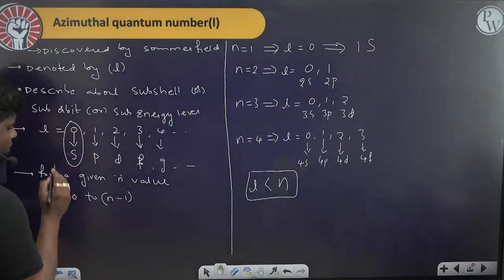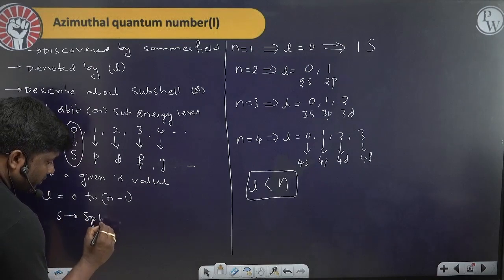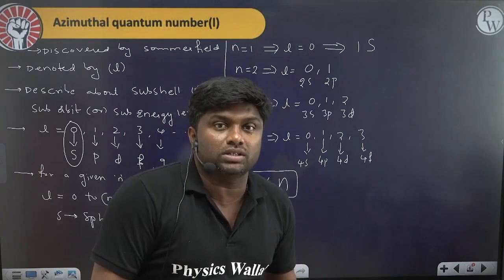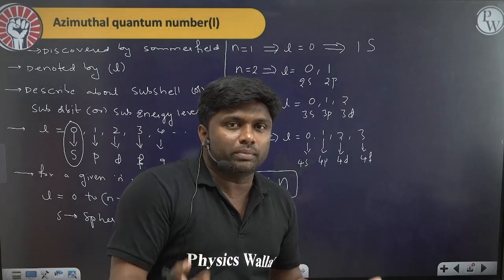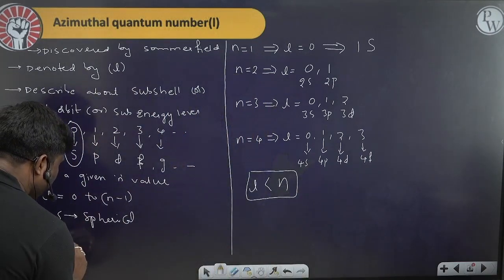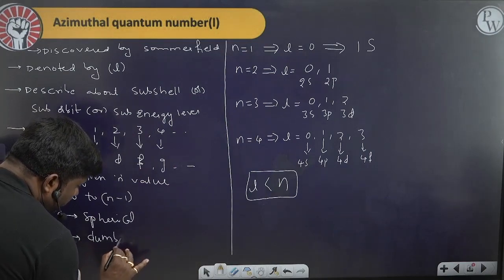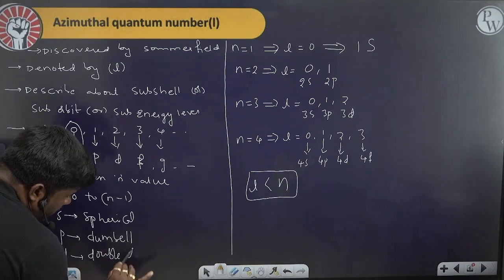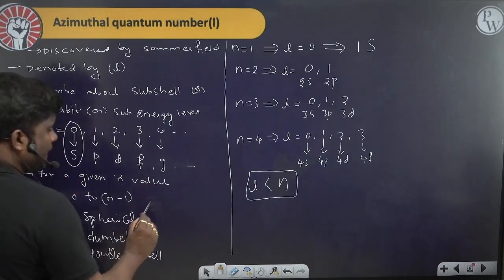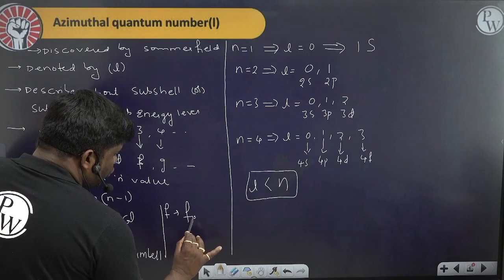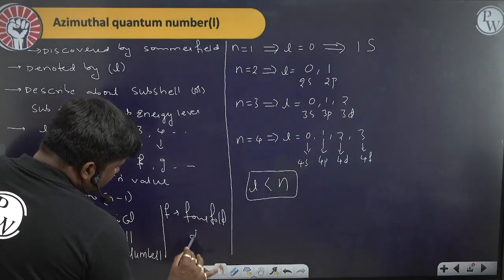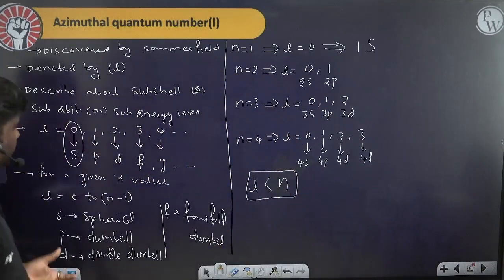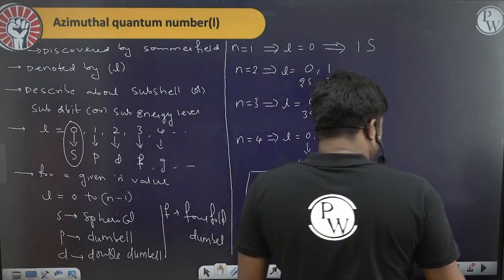So what shape does the S orbital have? The S orbital has a spherical shape. If an electron's azimuthal quantum number is 0, that is the S subshell, which has a spherical shape. The P subshell has a dumbbell shape, and the D subshell has a double dumbbell shape. The last one, the F subshell, has a fourfold dumbbell shape. It has a very complex structure, and it is not in your syllabus.